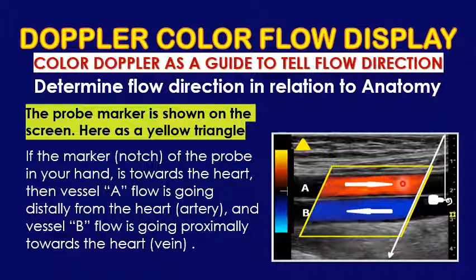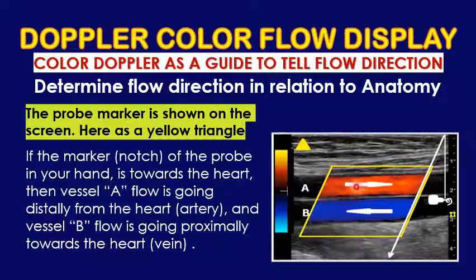If I'm assuming that I'm doing this in the right upper extremity, what if I'm doing the same exam but in the left upper extremity? Where I direct the probe notch towards me as a scanner, okay? So where will the heart be? The heart will be here, okay?